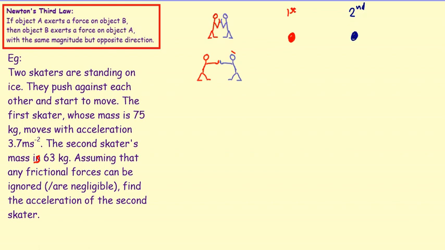And so if they are pushing against each other, if the first skater is pushing on the second, then the second is going to experience this force from the first. We don't know what that is, so we'll just call it F newtons. But the first skater will feel the equal and opposite reaction. So equal F, but opposite in direction.